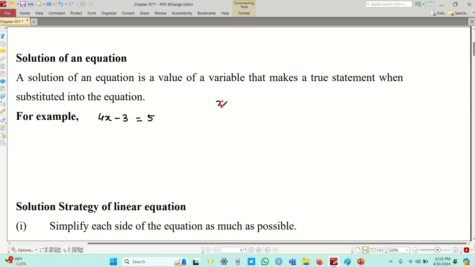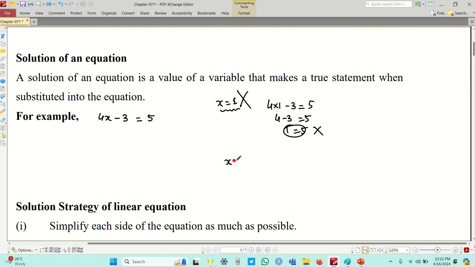So if I put x is equal to 1 in this equation, you will see 4 times 1 minus 3 is equal to 5. Sorry, 4 times 1 minus 3 is equal to 5. 4 times 1 is 4. 4 minus 3 is equal to 5. And what is 4 minus 3? 4 minus 3 is equal to 1. 1 is equal to 5. Is it correct? No, because 1 cannot be equal to 5. So x is equal to 1 is not a solution.